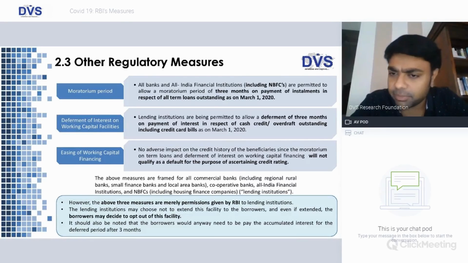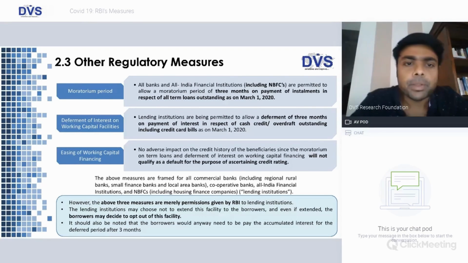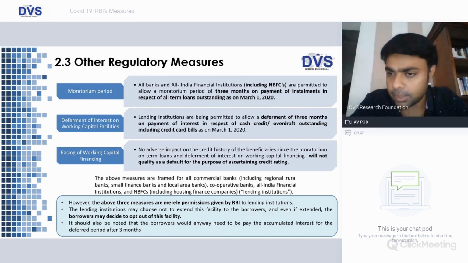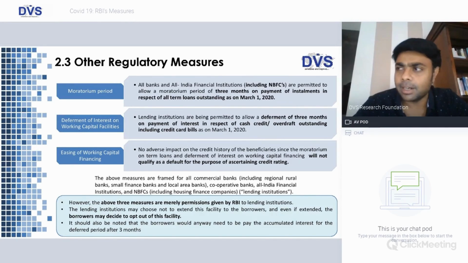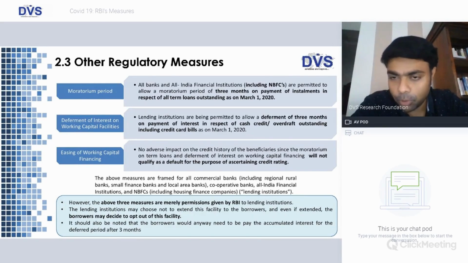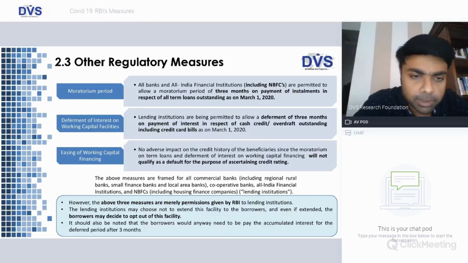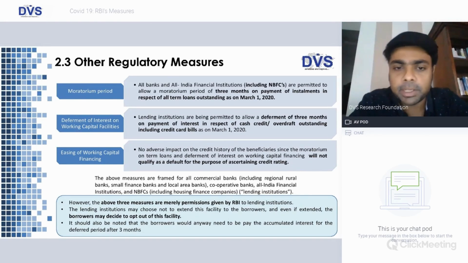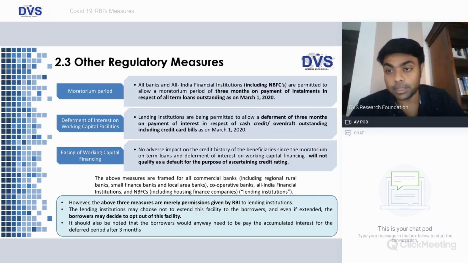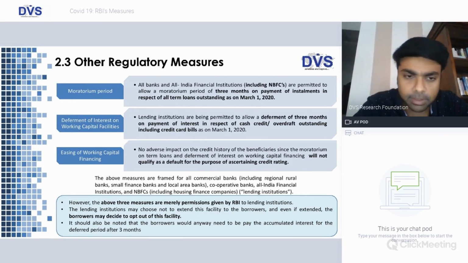What are the other regulatory measures they have taken? Something which is very popular now. All banks and NBFCs, again look at it friends, are permitted to give a moratorium. It is not mandatory. RBI is saying it's not that every institution has to give a three-month moratorium, but you can, subject to your board approval, give a 3-month deferment. They can also give a deferment of paying interest on working capital limits, but this entire interest should be collected immediately upon the end of 3 months. And they've also included credit cards in this space.